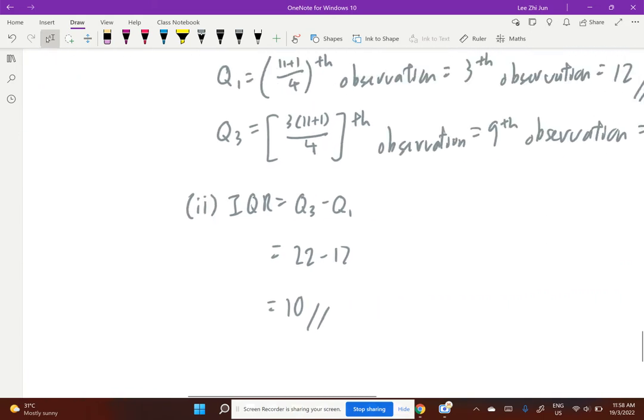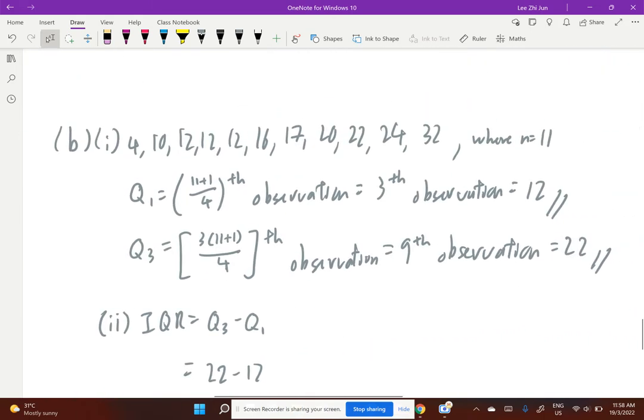So I add on 12, 16, and 17. So the n will be 11. You want me to calculate the first and third quartiles, so I find the median first. 1, 2, 3, 4, 5, 6. This is the most middle one. You split it here, so here's 5, here's 5.